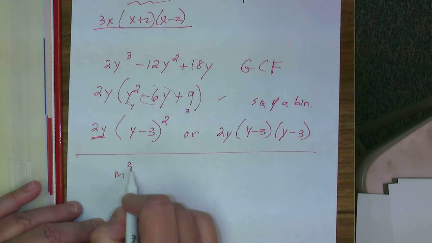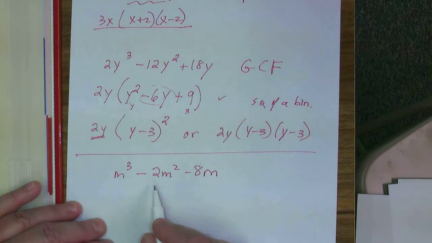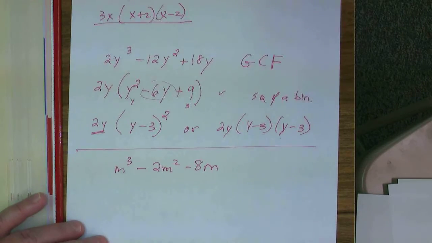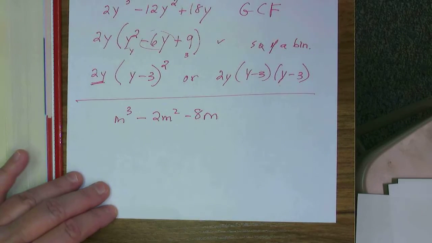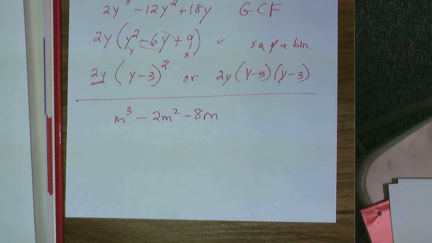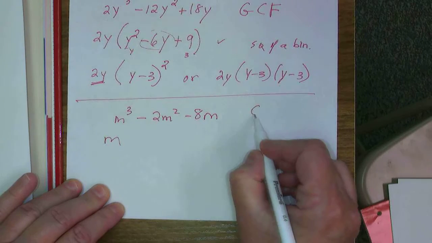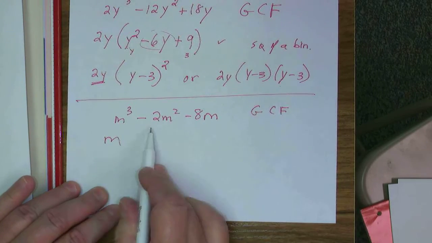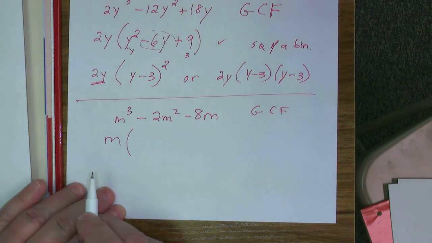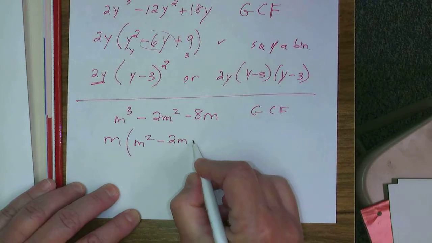Again, pause the video. m cubed minus 2m squared minus 8m, and work that problem, and then see if you get the answer that we will get on the paper. They do have a GCF. They don't have a common number, but they all have an m. We take out the m, we're left with m squared minus 2m minus 4.